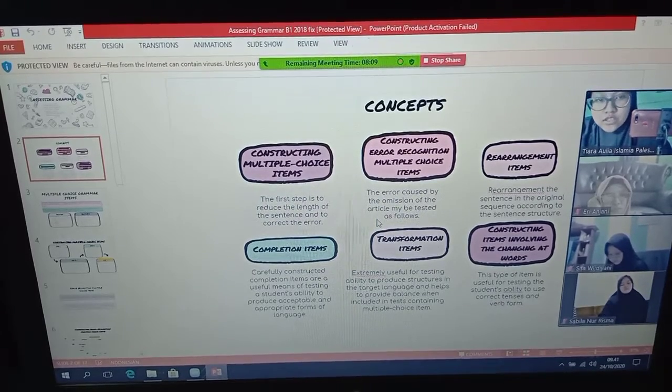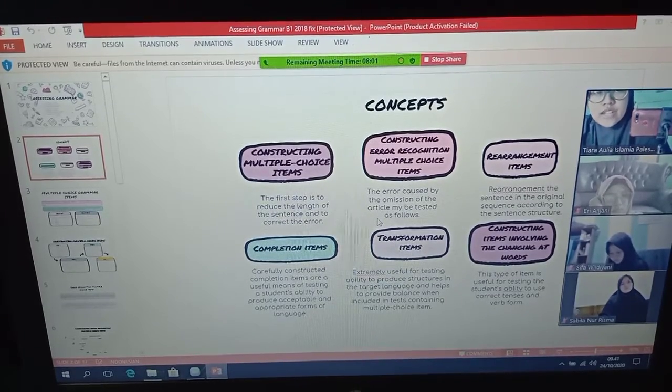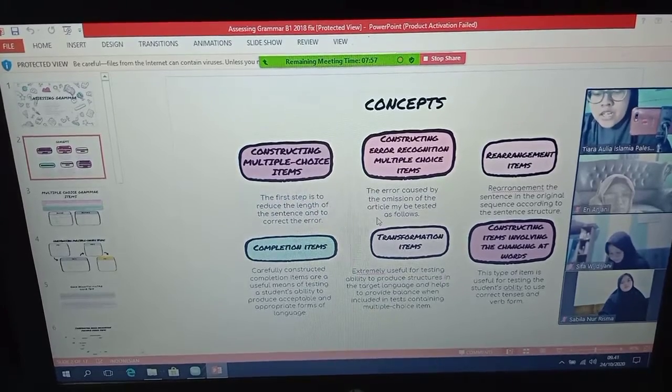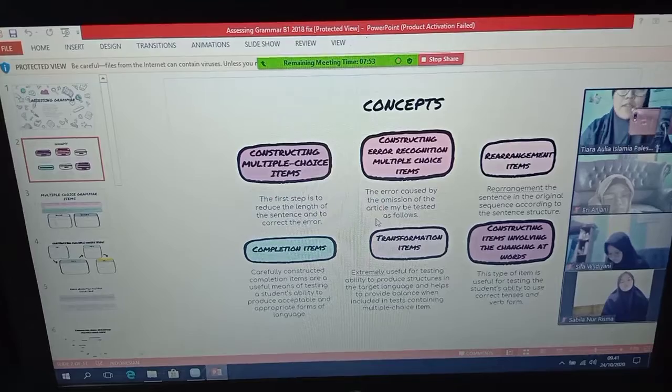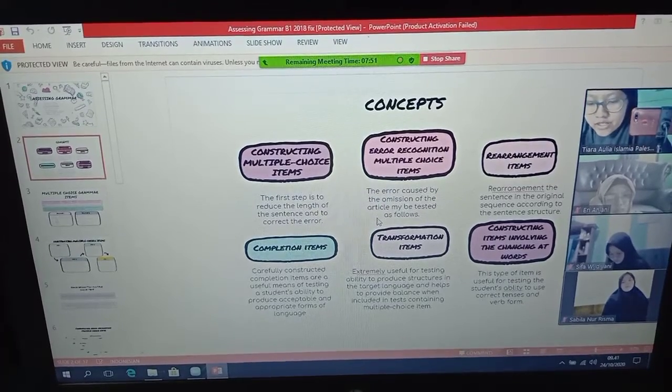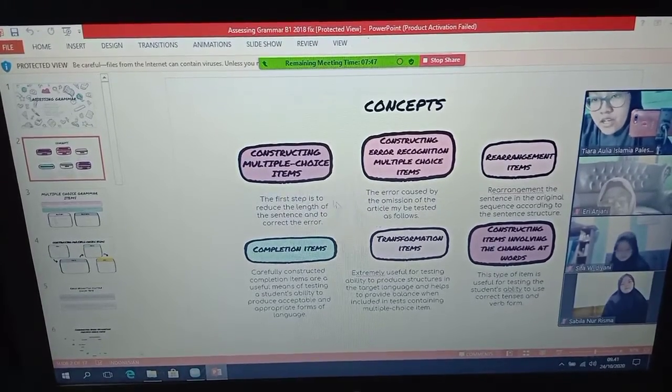The last one, constructing items involving the changing of words. This type of item is useful for testing the student's ability to use correct tenses and verb forms. Item ini berguna untuk menguji kemampuan siswa dalam menggunakan tenses dan bentuk kata kerja yang benar. For further details will be explained by my partner in this presentation.